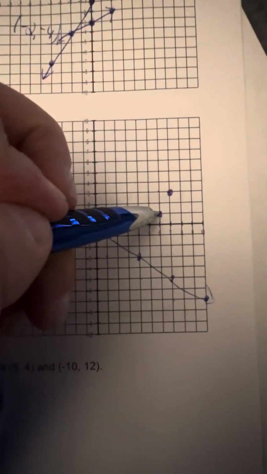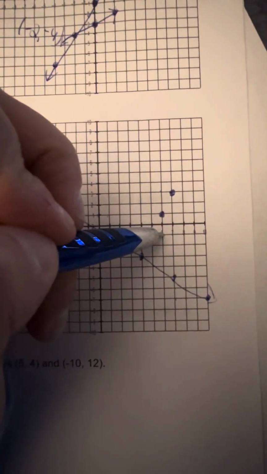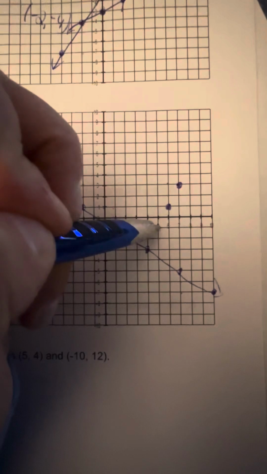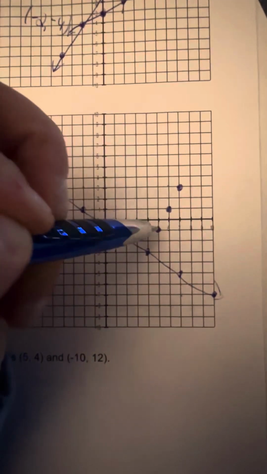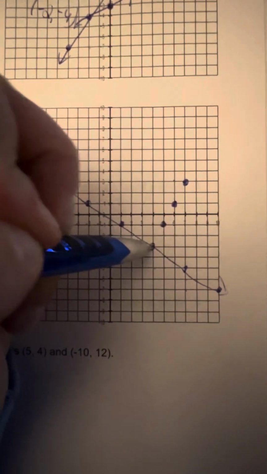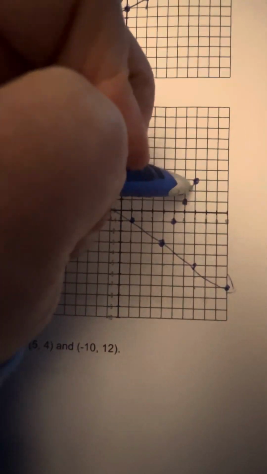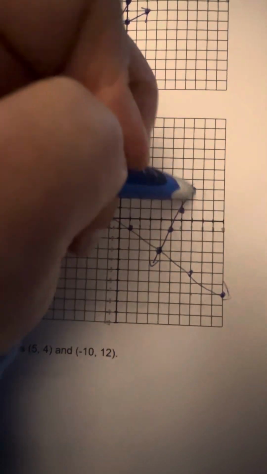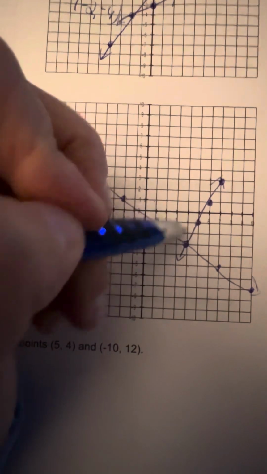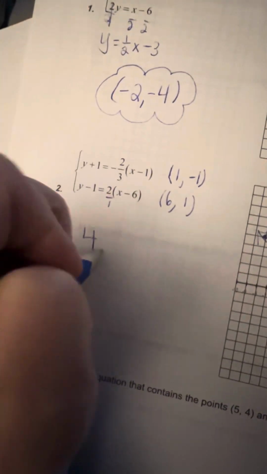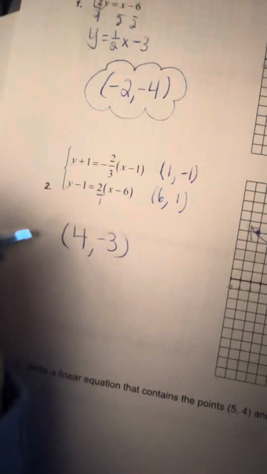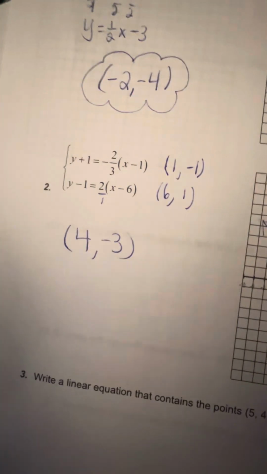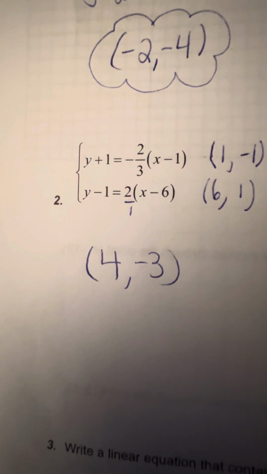So I'm going to start back here with the point that I was given, go down 2 and left 1, which is the same thing, and down 2, left 1, there's that intersection point right there. I've got my answer, and that is a +4, and that's -3. So +4, -3 is my answer. So that is the spot where if I plug in the coordinates for x and y into both of these equations, they are going to make them both balance out and be true.